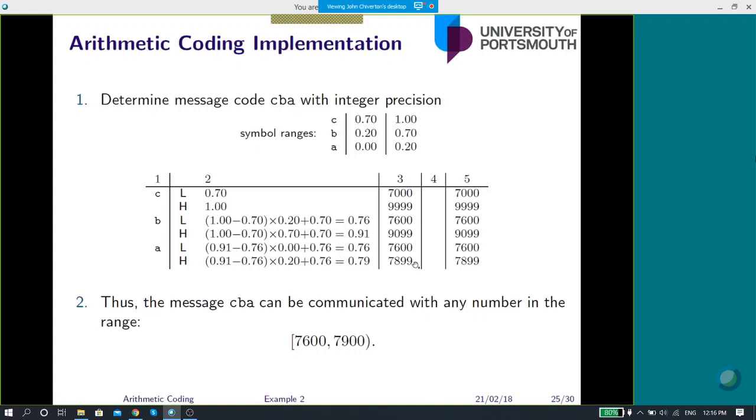That can get repeated, and then eventually we would find that the leftmost digits are no longer changing, so we don't actually need to keep those. They're the ones that actually get transmitted in the end. But this example doesn't go that far. What it says is basically any number between the integer values of 7,600 and 7,899 would correspond to this message of CBA.